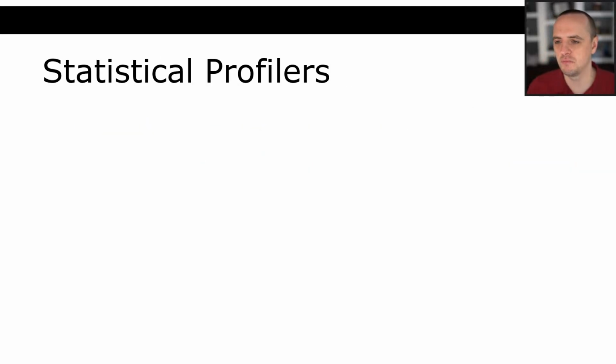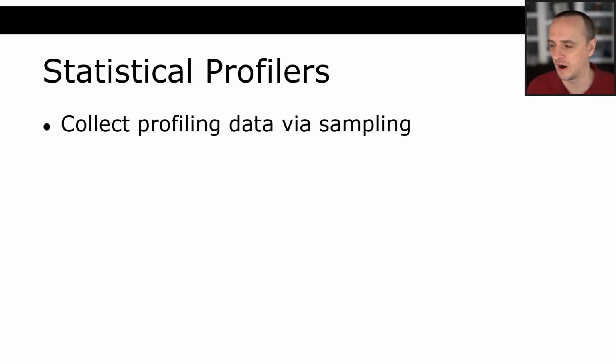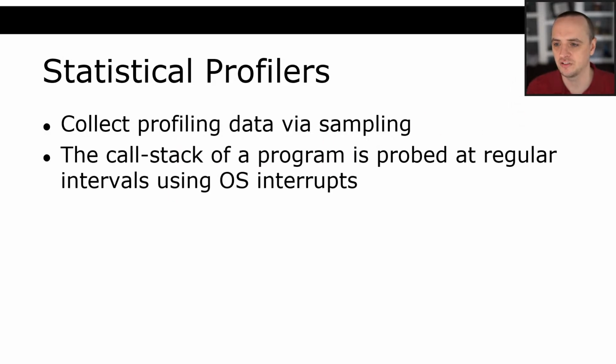Probably one of the most popular forms of profiling and the easiest form to use in C++ would be a statistical profiler. What a statistical profiler does is that it collects profile data using sampling. The call stack of a program is probed at regular times using operating system interrupts.